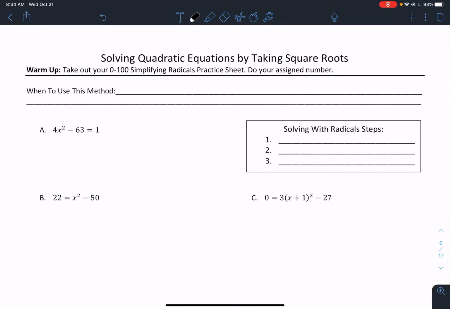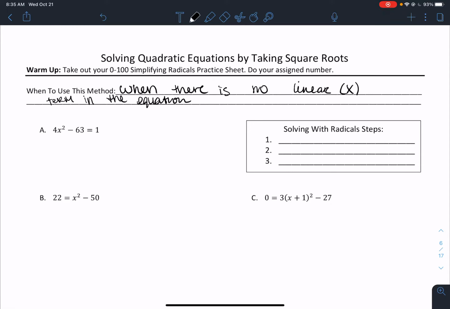We're going to use this method when there is no linear term in the equation. That means there's no x term, there's no just plain x. We have x squareds, we have constants, but we don't have an x.